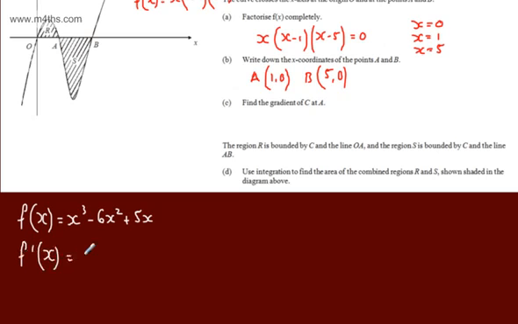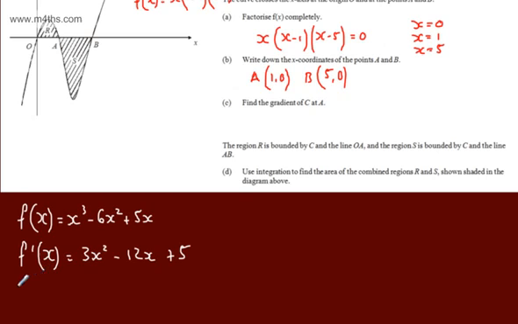So f dashed of x, multiplied down by the power and drop the power by 1, 3x squared. Multiplied down by the power and drop the power by 1, and again multiplied down by the power and drop the power by 1. So what we can say then is the derivative, the gradient function, is going to be f dashed of x, which is 3x squared minus 12x plus 5.